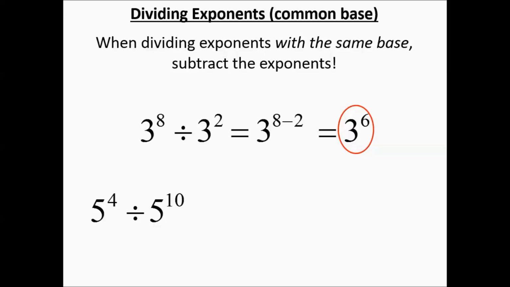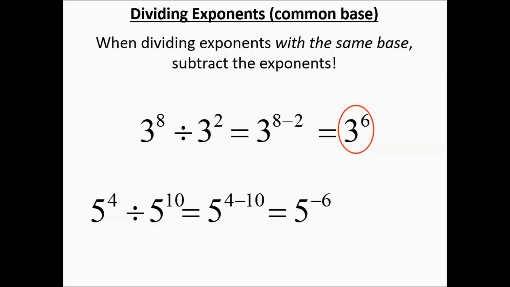5 to the 4th divided by 5 to the 10th. This is where things can get a little bit weird. You still think of it as 5 to the 4 minus 10. If you remember your integer rules, that's going to be 5 to the negative 6.